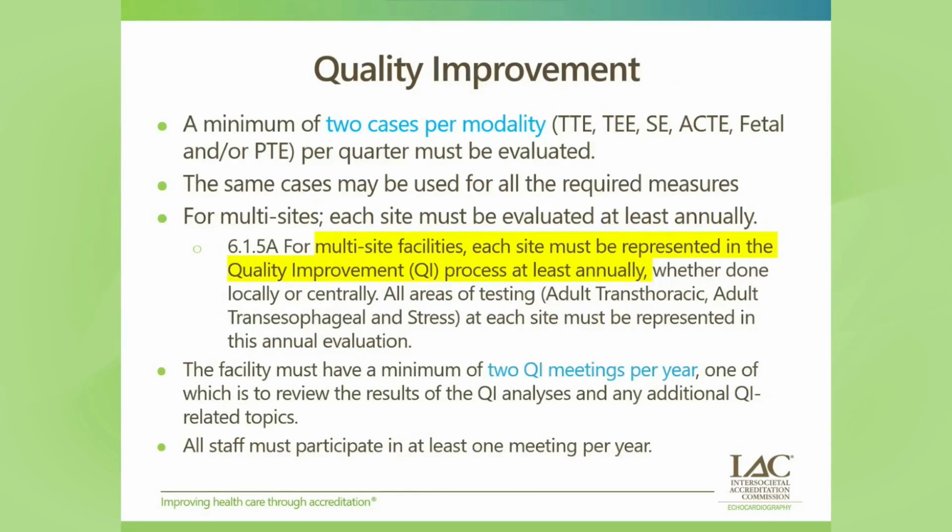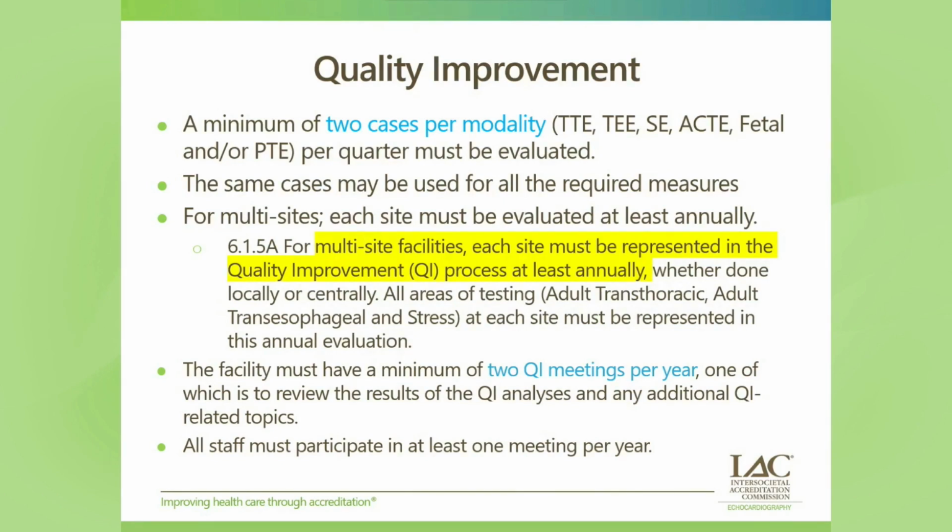For IAC accreditation, a minimum of 2 cases per modality that you would be applying in, modalities being broken up into transthoracic, TEE, stress echo, adult congenital transthoracic, fetal echo, or perioperative TEE. So minimum of 2 cases per each of those modalities must be evaluated. You can use the same cases for all of the required measures.